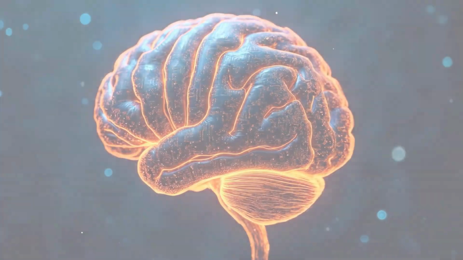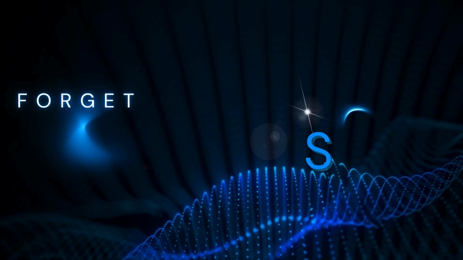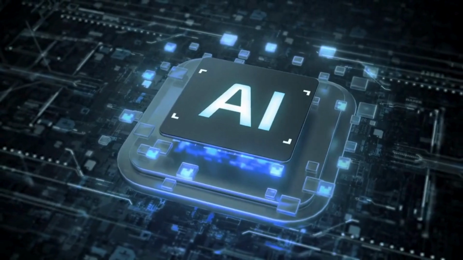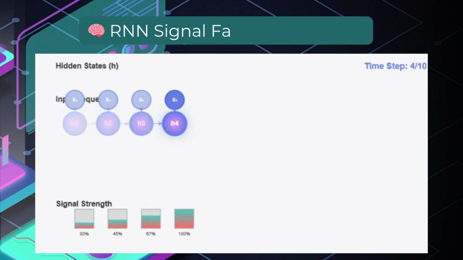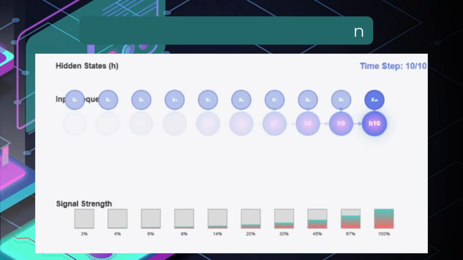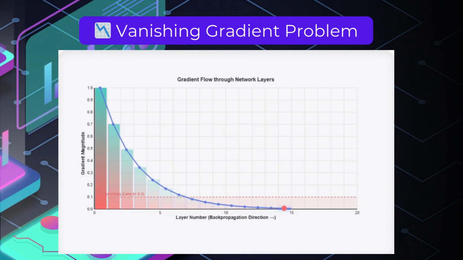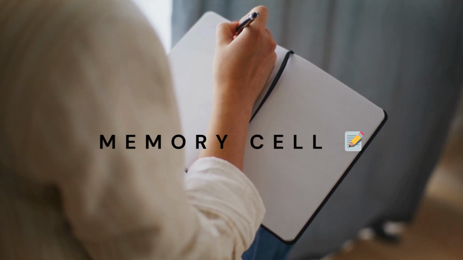RNNs can handle sequences, but they forget too quickly. That's because of the vanishing gradient problem. That's why we need LSTMs, long short-term memory networks. Regular RNNs struggle with long sequences because of the vanishing gradient problem. LSTMs fix this with a memory cell that holds on to information for longer.